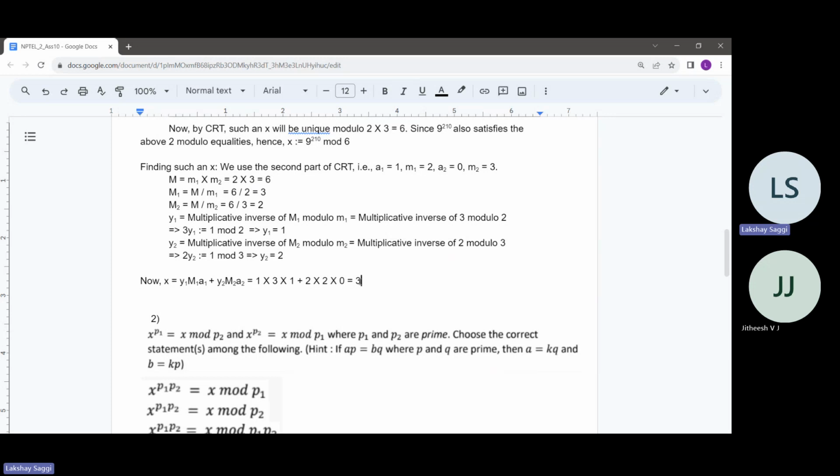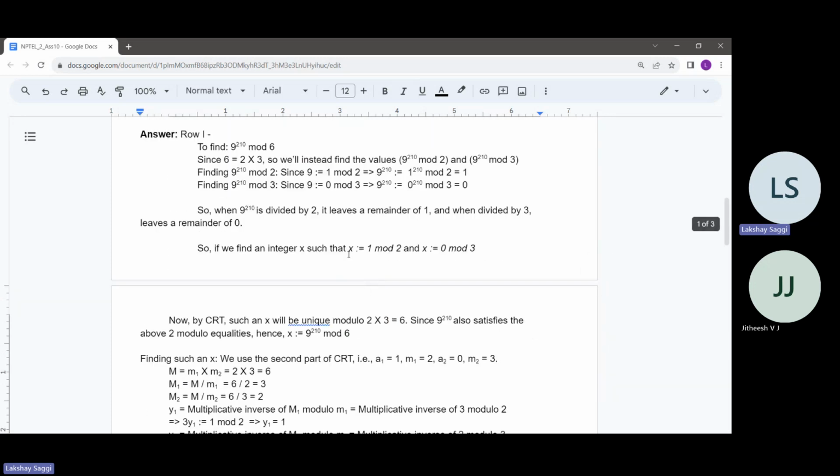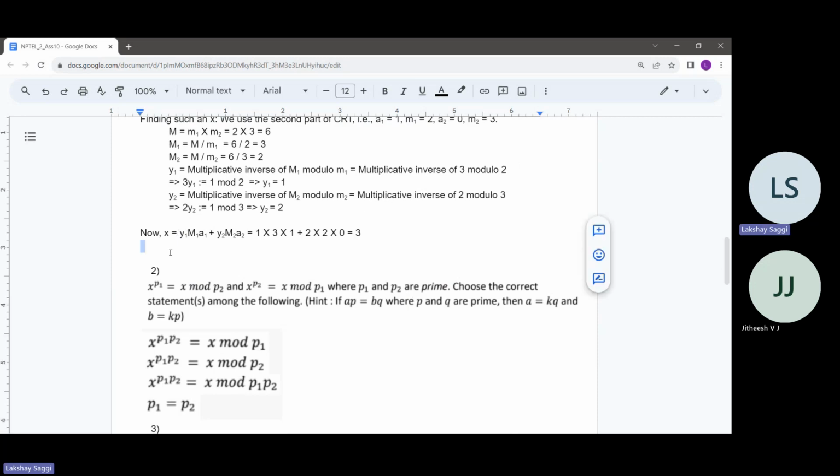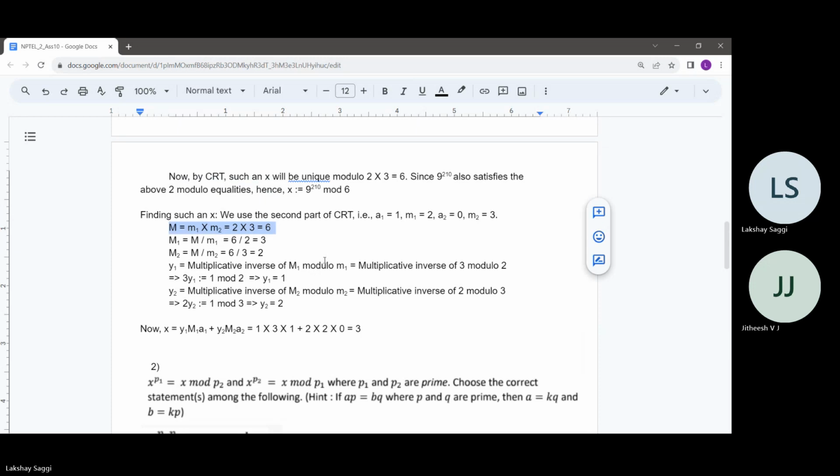So essentially, for this set of equations, x equals 1 mod 2 and x equals 0 mod 3, we have x equal to 3 as a solution. And this is a unique solution with respect to capital M, which was 2 times 3, which is 6. From this, we can claim, as I said earlier, that 9 raised to power 210 mod 6 will also be equal to this x mod 6 only.